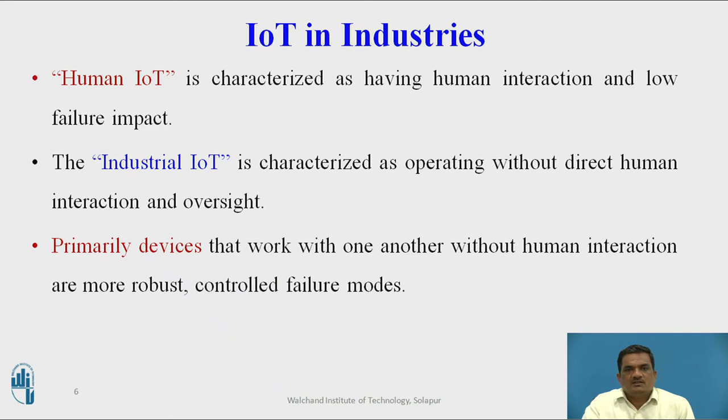Human IoT is characterized as having human interaction and low failure impact. But industrial IoT is characterized as operating without direct human interaction and oversight. The devices that work with one another without human interaction are more robust and control failure modes. That's why industrial IoT becomes more important than basic IoT.